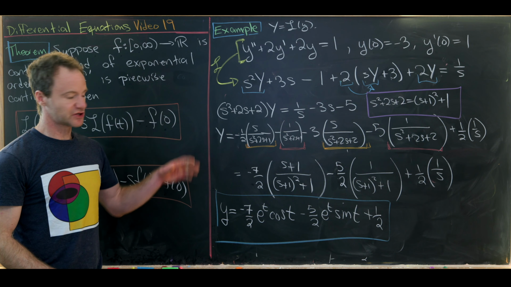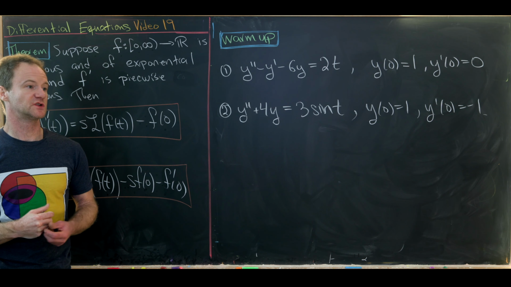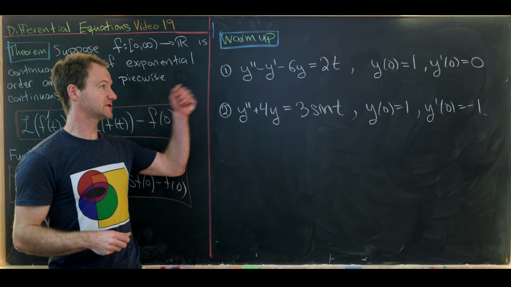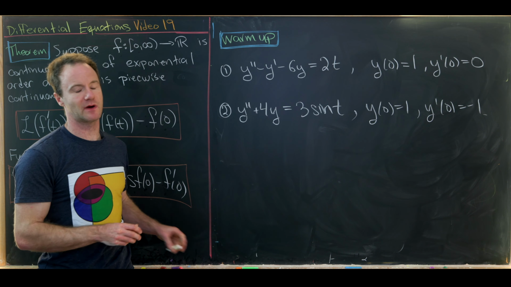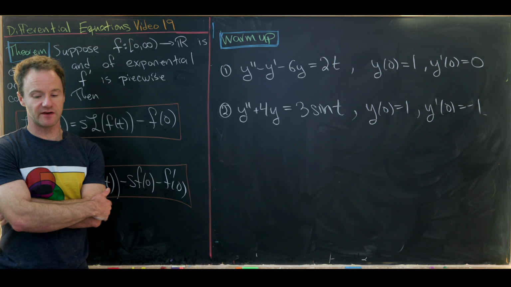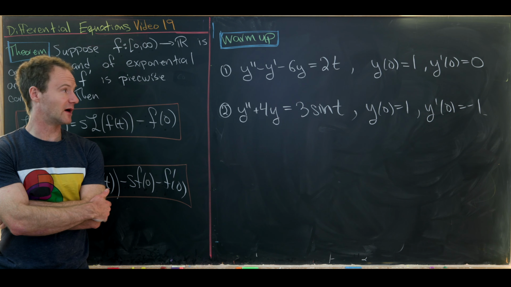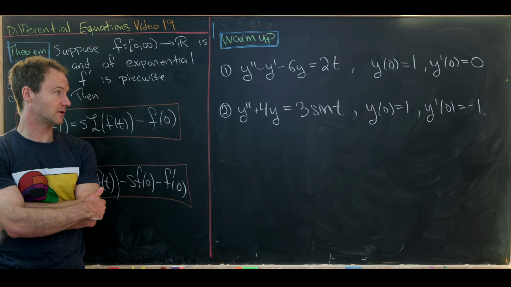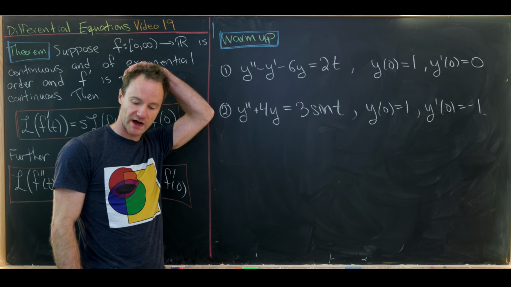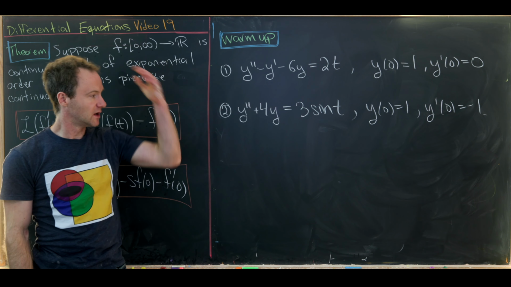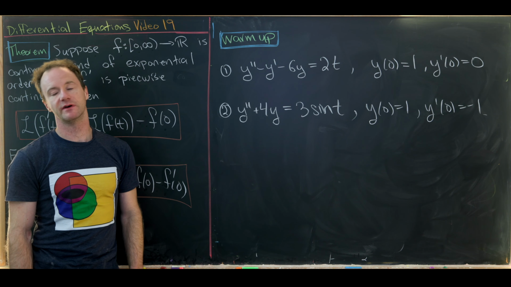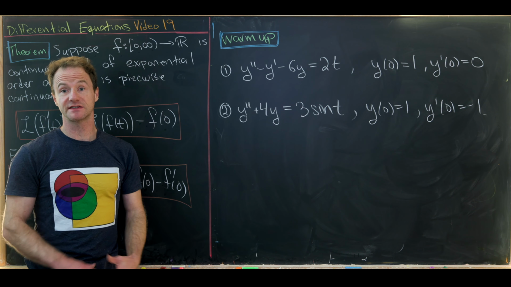Okay, good. So now I'll leave you with some warm-ups. I've got 2 warm-ups to start practicing this material. The first is the differential equation y double prime minus y prime minus 6y equals 2t. We've got initial conditions, y evaluated at 0 is 1 and y prime evaluated at 0 is 0. Then we have the following differential equation, y double prime plus 4y equals 3 sine t. And then we have y evaluated at 0 is 1 and y prime evaluated at 0 is negative 1. And that's a good place to stop.